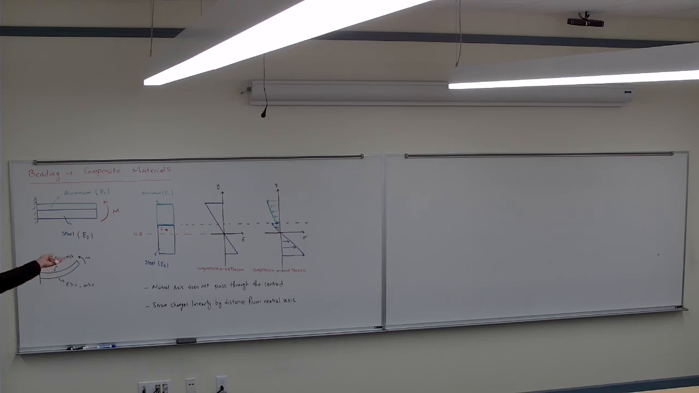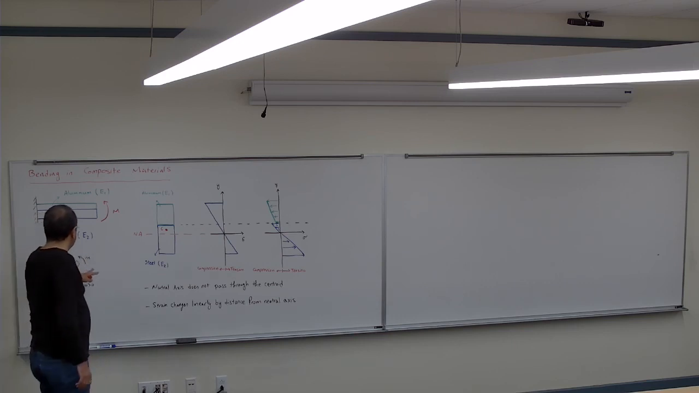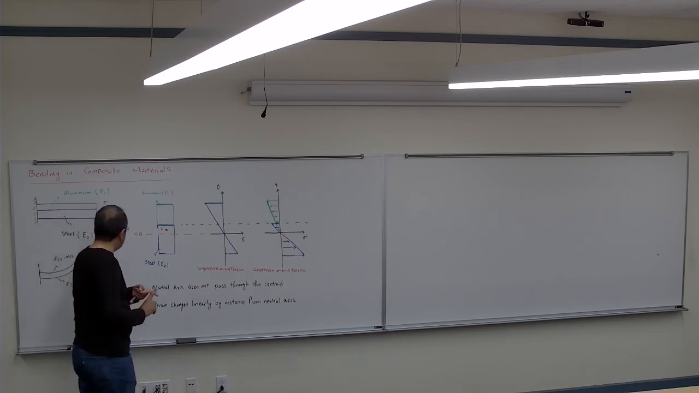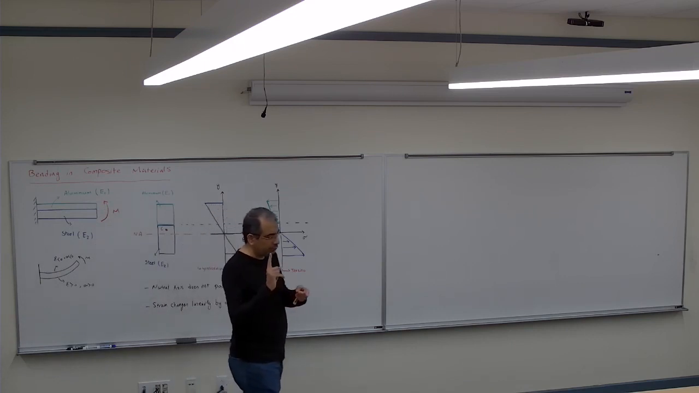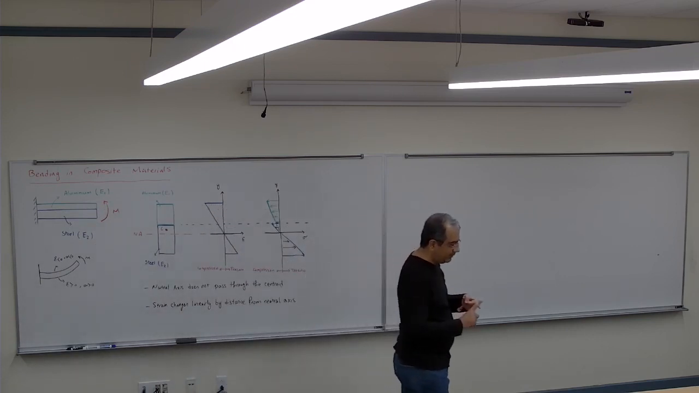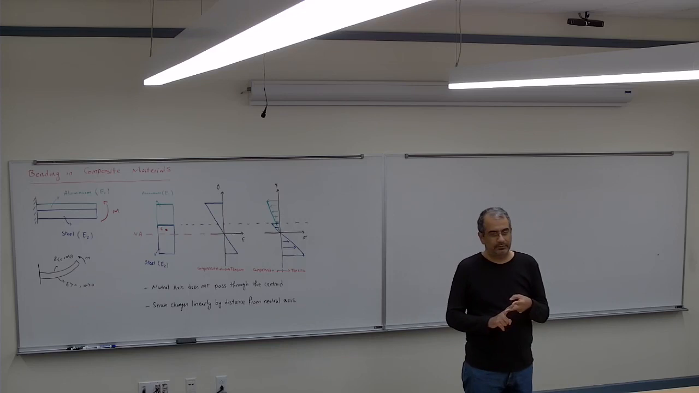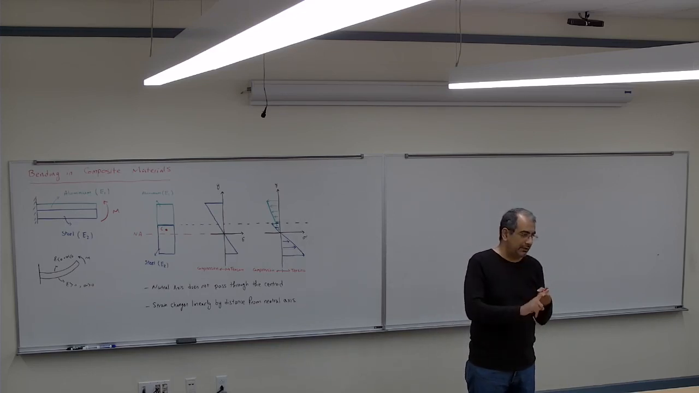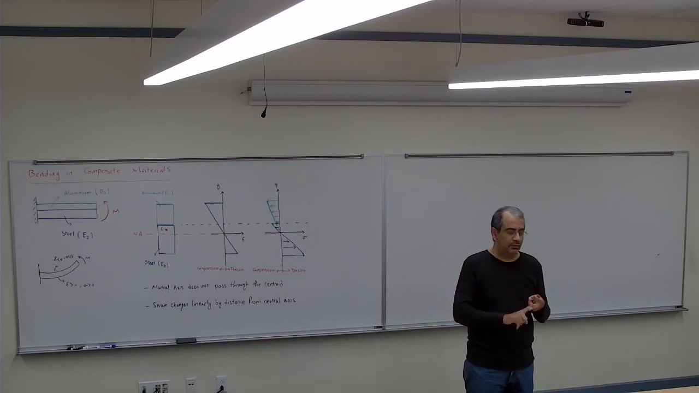So up to here we didn't do anything, we just saw what's happening inside the section. Now we want to see how we can actually analyze that. To analyze this type of problem, the way that we can do that is that we have to replace one of the materials with the other one. So we have to change the entire section to either aluminum or steel.